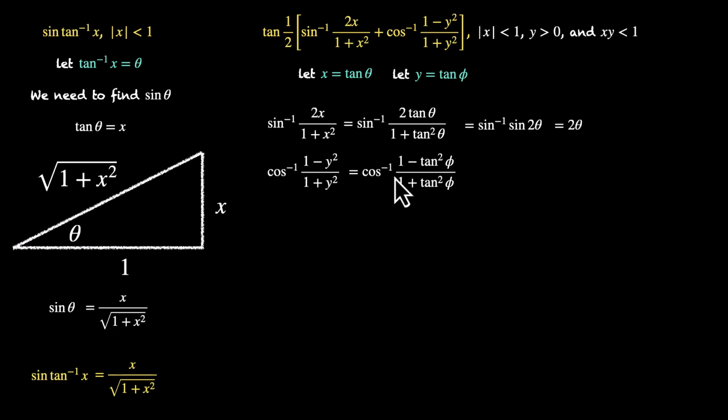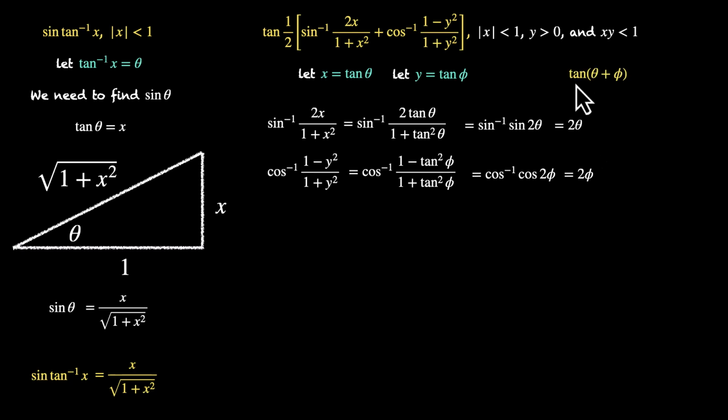Similarly, this is cos inverse of 1 minus y square by 1 plus y square. That's equal to cos inverse of 1 minus tan square phi by 1 plus tan square phi. This is an identity. This is cos of 2 phi. So this becomes cos inverse cos of 2 phi, which means it's equal to 2 phi. So this thing is equal to 2 theta and this is equal to 2 phi. Now we need to add them and then take their half and then find the tan of this. So half of their sum, 2 theta plus 2 phi, that's theta plus phi.